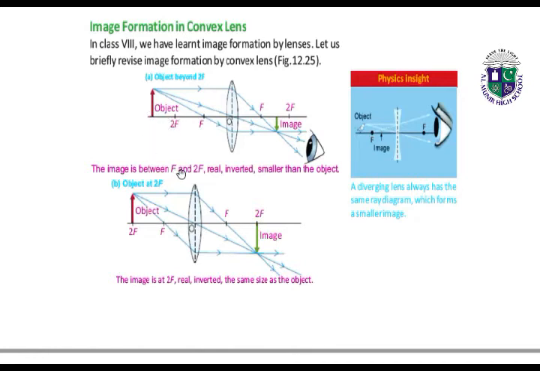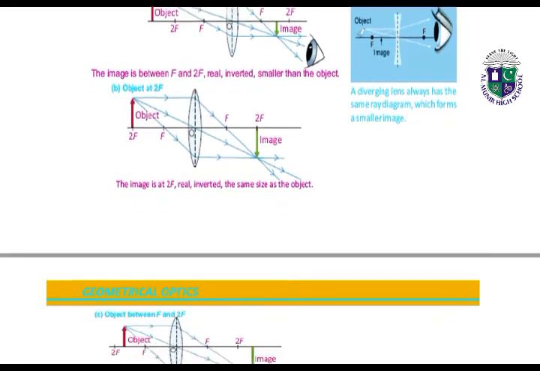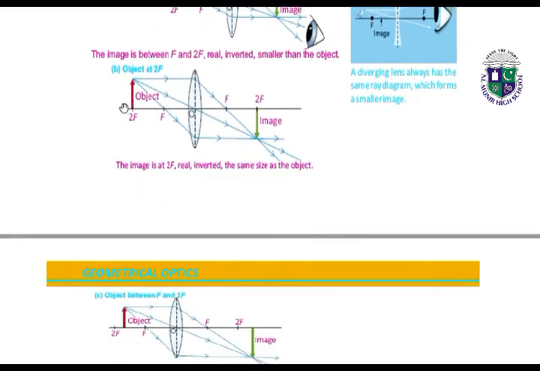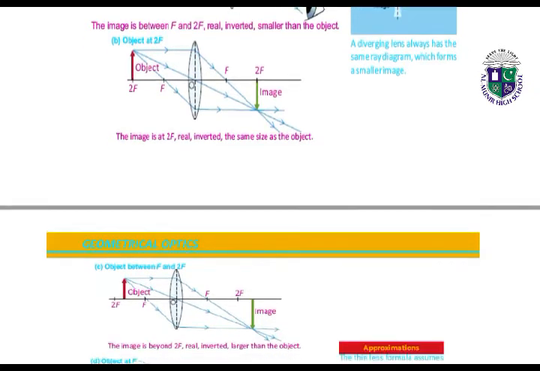The image is between F and 2F, real, inverted and smaller than the object. Next, if the object is at 2F, the image is at 2F, and the real image will be real, inverted and the same size as the object.